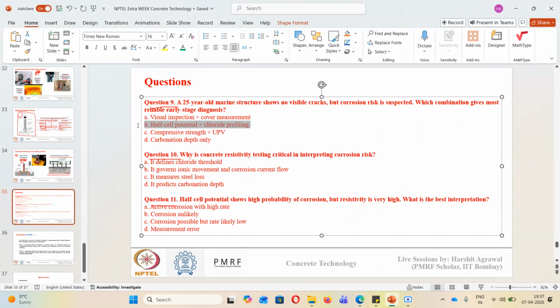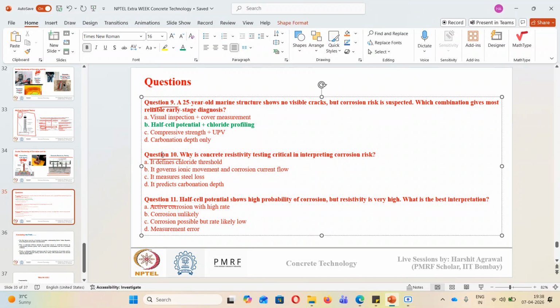Yes, the correct answer is half cell potential plus chloride mapping. Since it is located in a marine environment, it is prone to exposure to chloride ions. And due to chloride ions, we know there is risk of pitting corrosion or localized corrosion. So that's why there are no visible cracks on the surface, but risk inside is high. Half cell potential mapping will give us an estimation of localized corrosion inside, and chloride profiling will help us to give an idea of up to how much depth chloride has penetrated.